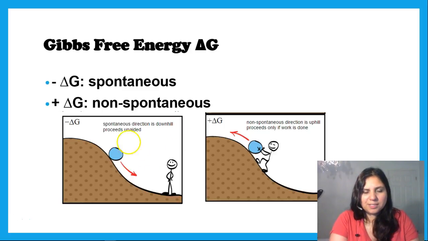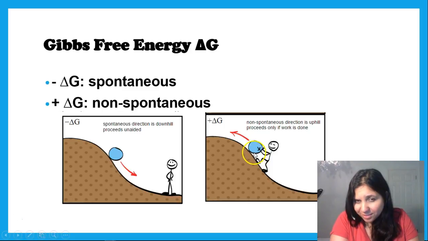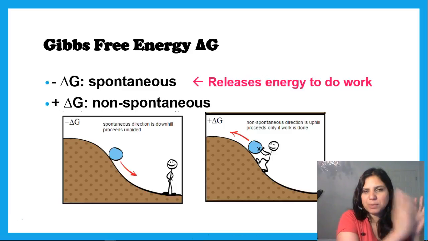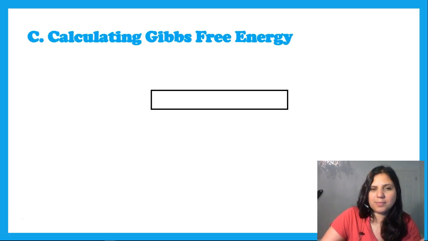All right, so you see that here in this ball rolling down the hill. This is spontaneous. It's a negative delta G. But making him push the ball up the hill, him putting in the work, that is non-spontaneous. So let's clarify that. It's spontaneous because there's leftover energy to do work.